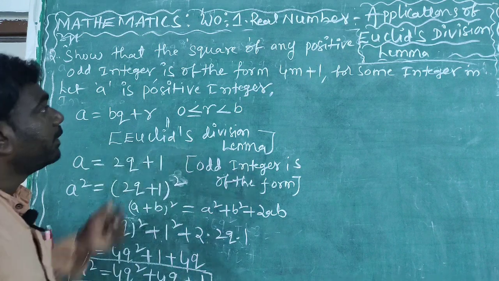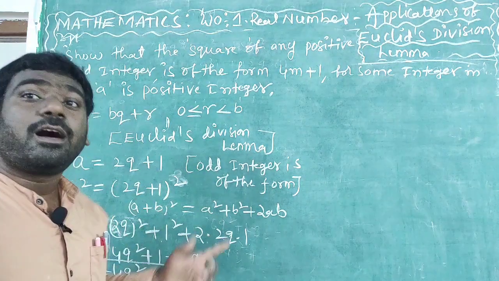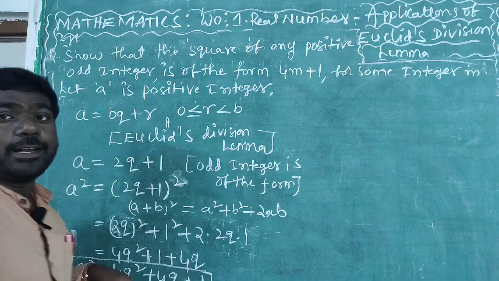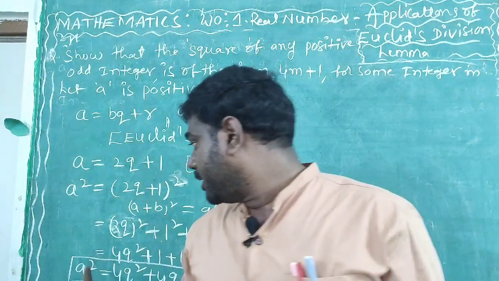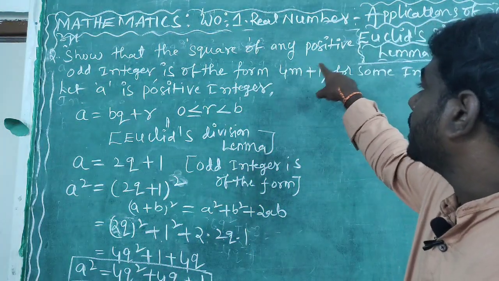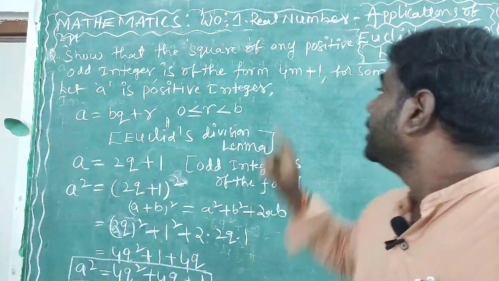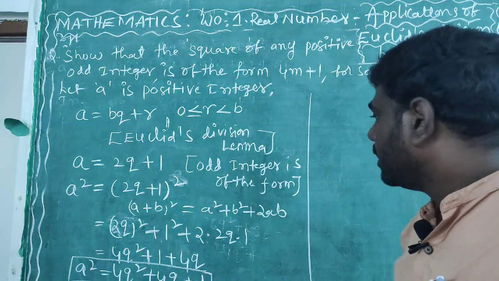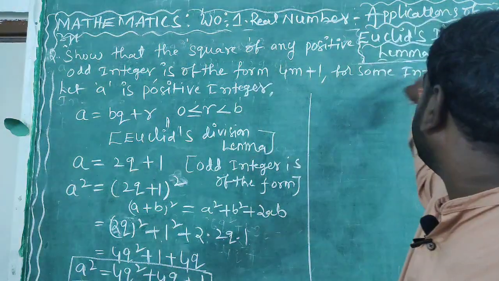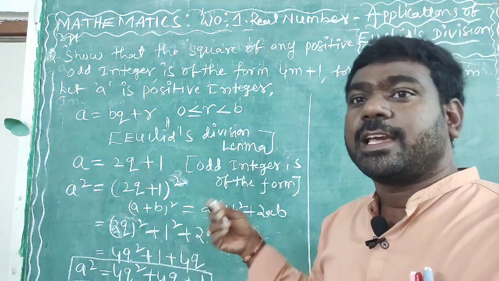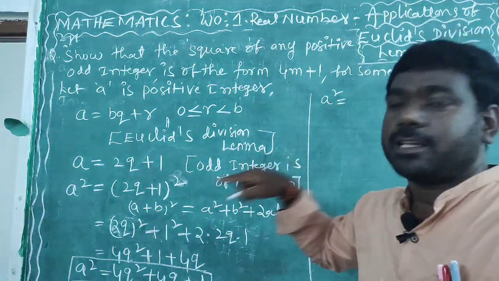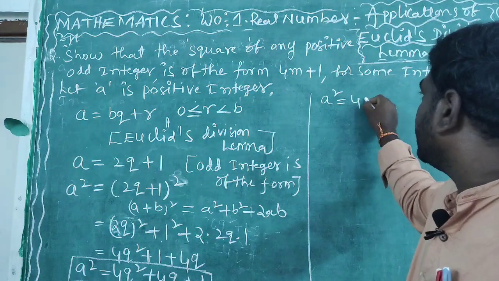Now, the square of any positive odd integer is of the form, how is it? It should be 4m plus 1. Can we write this one in the form like this, for some integer m? We can try that one. We can write or not. What is here? Square of an odd integer of the form means what we got as the answer here?